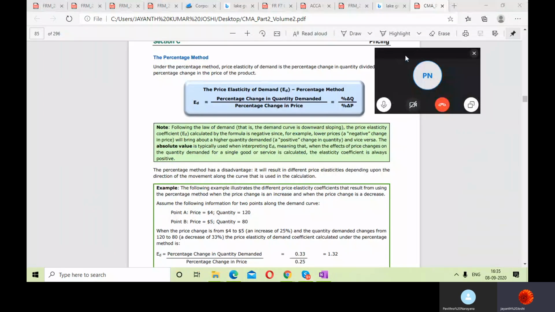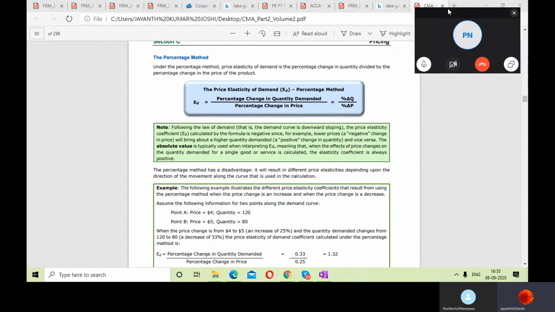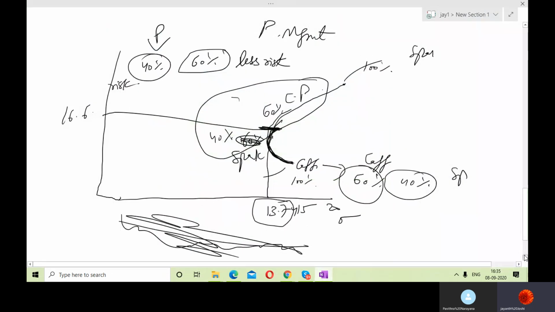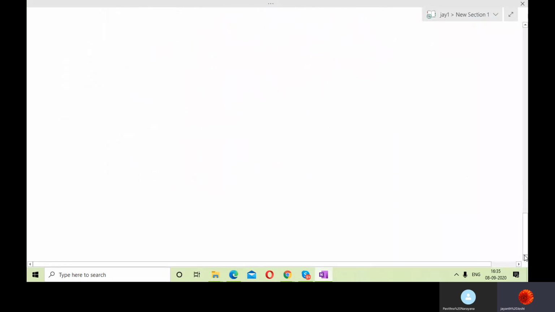So we are into the percentage method, and we have already seen what the percentage method is all about. The price elasticity of demand is nothing but how your demand changes with respect to changes in price. So percentage change in demand by percentage change in price. Percentage change in quantity demanded divided by percentage change in price.